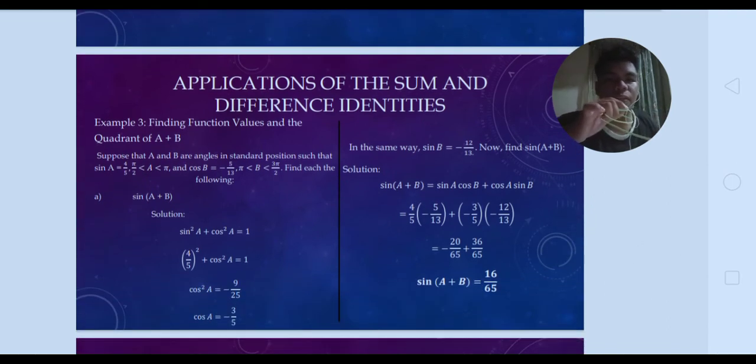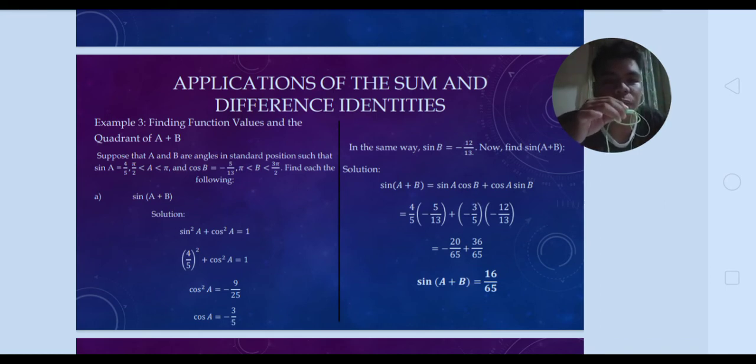Example 3. Finding function values and the quadrant of A plus B. Suppose that A and B are angles in standard position such that sine A is equal to 4 over 5, where A is greater than pi over 2 but less than pi, and cos B is equal to negative 5 over 13, where B is greater than pi but less than 3 pi over 2. Find each of the following.